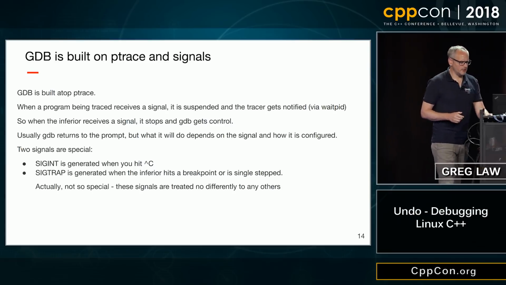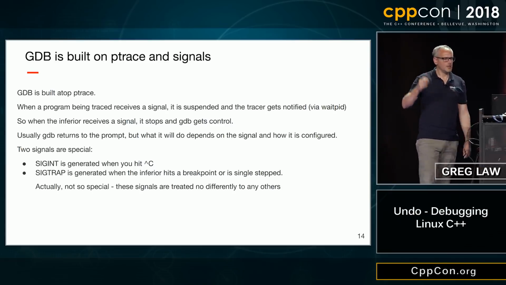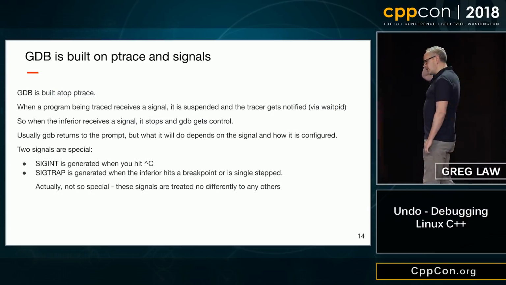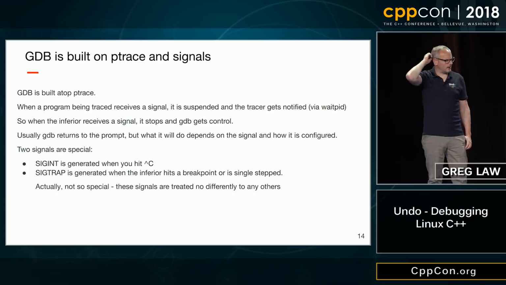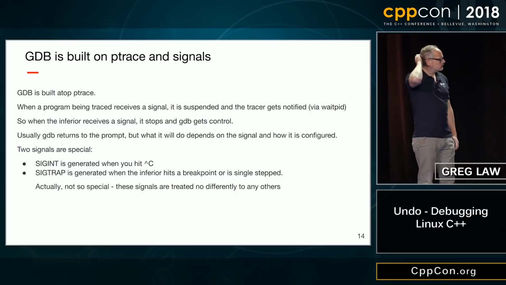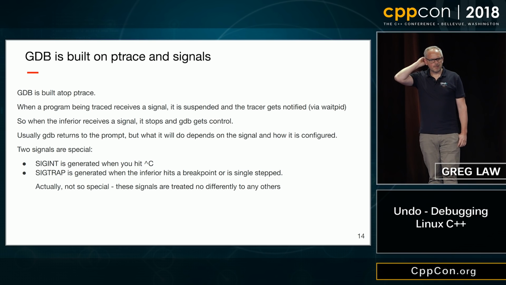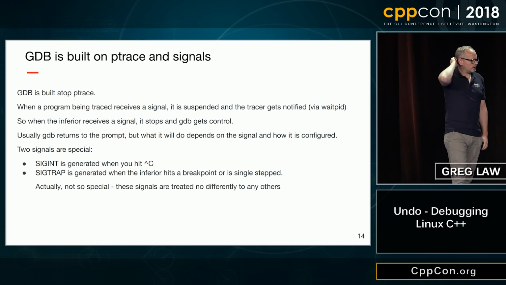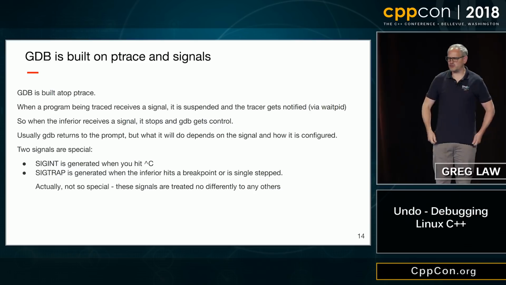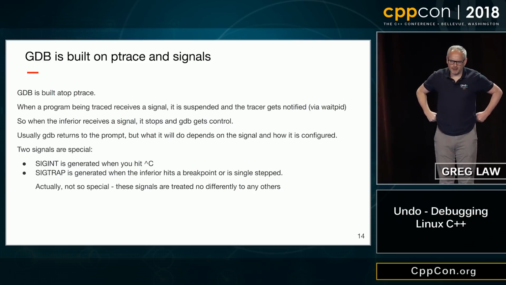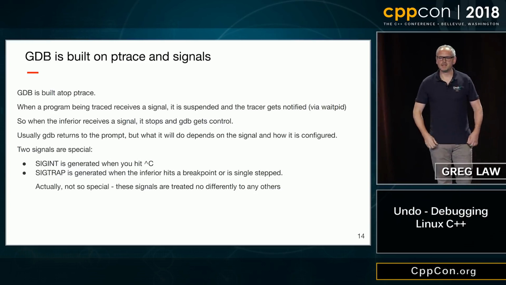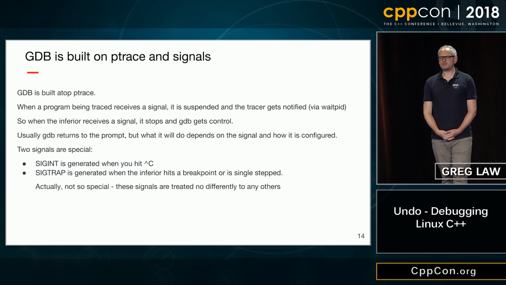So the thing you need to know is that GDB is built on top of ptrace, which is a really horrible API in the Linux kernel. I think it was inherited from, at least from Solaris, possibly from longer ago than that. It's an awful API, but it works, and so that's what we have. There's been a couple of attempts to replace it over the years, but none of them have really got traction.